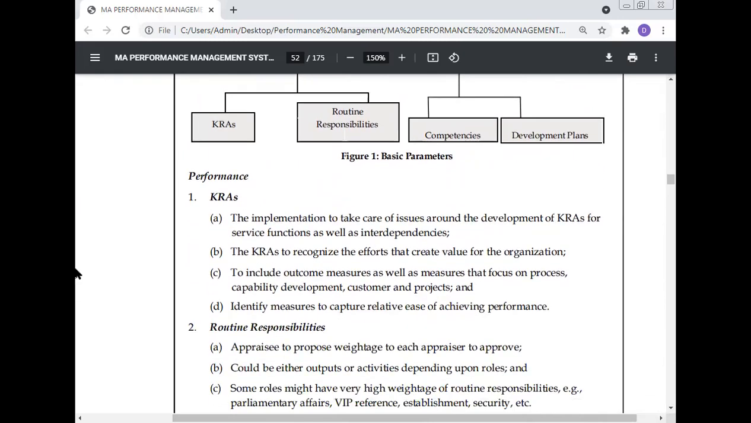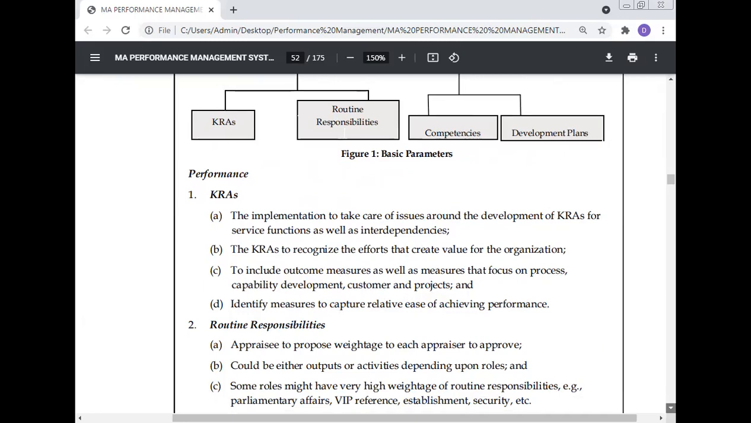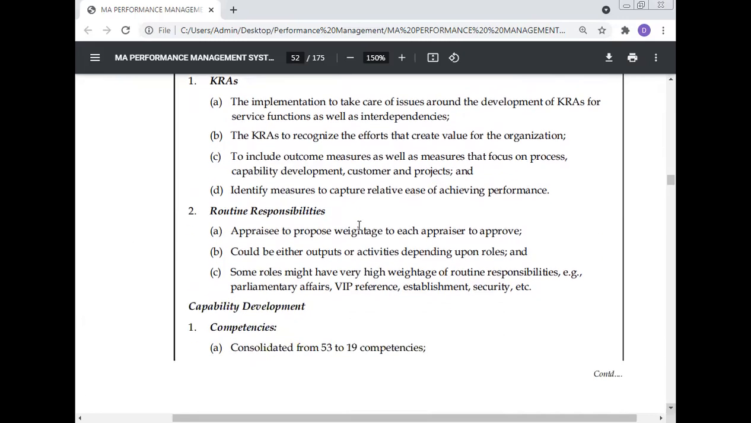Performance, KRA. The implementation is to take care of issues around the development of the KRAs for the service function as well as the interdependency. The KRA is to recognize the efforts that create value for the organization, to include outcome measures as well as measures that focus on the process, capability development, customer and the projects. Identify measures to capture the relative achievement of performance.